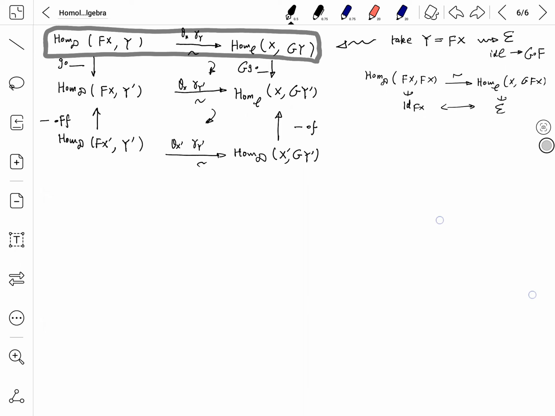Similarly, if you take x equals GY, this will give you a map eta, again a transformation. Let's check that it is indeed a natural transformation.